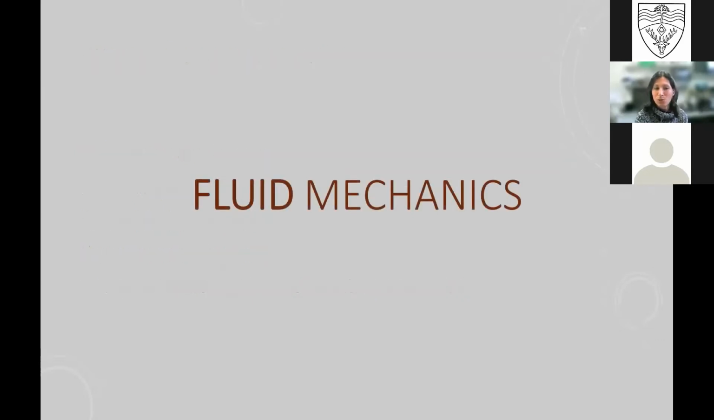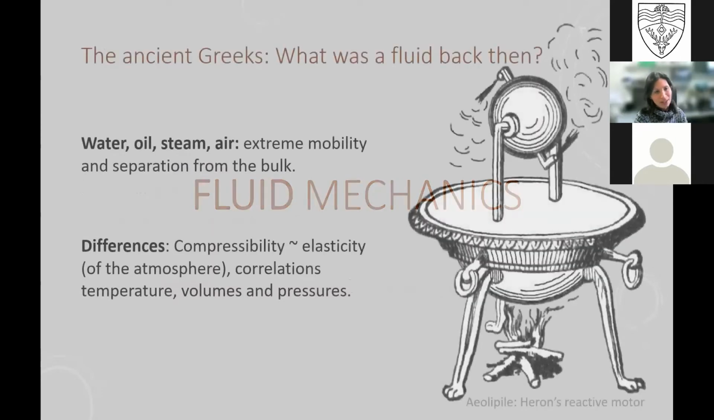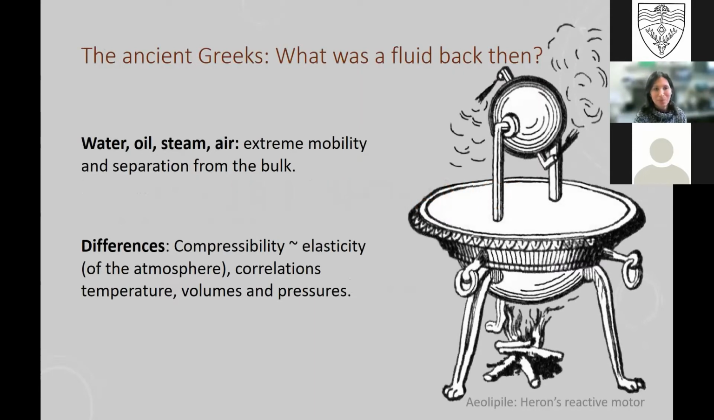So what is a fluid, or when did we start somehow distinguishing this state of matter? If we come back to the ancient Greeks, and of course before that, but in ancient Greece, we know that they were already playing around with things like water, oil, steam, or air. And they noticed that these were different to some other states of matter, like solids. They realized that the particles have extreme mobility and that they separate from the bulk in a different way. But they also saw differences among these materials. So air is different to water. They saw the compressibility of the air, and then some other correlations of temperature, volumes, and pressures.